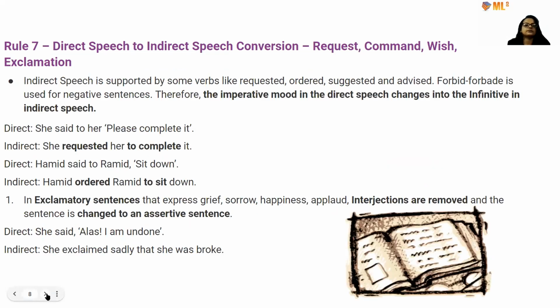Now direct speech to indirect speech conversion, request, command, wish and exclamation. Here, indirect speech is supported by some verbs like requested, ordered, suggested and advised. Forbid is used for negative sentences. Therefore imperative mood in the direct speech changes into infinitive in indirect speech.